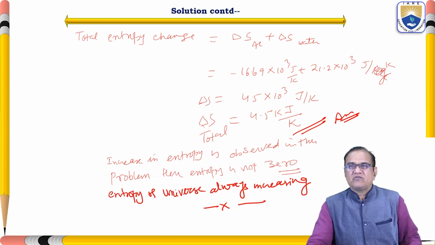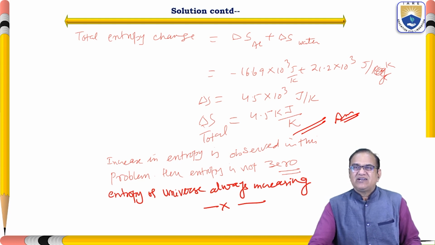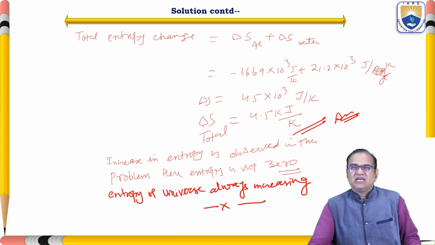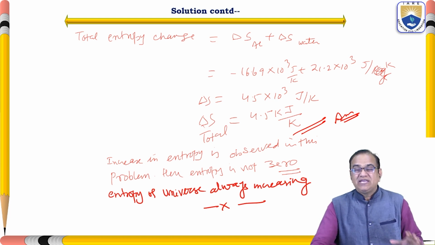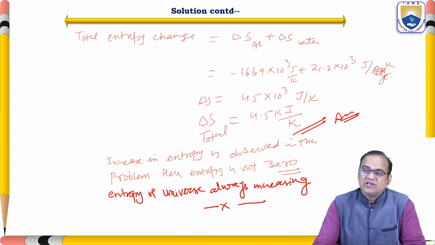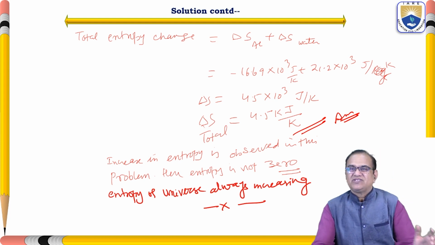plus 4.5 kilojoule per Kelvin. Increase in entropy is observed in this problem. Here entropy is not zero, so here it is a positive value. So there are losses in this process.